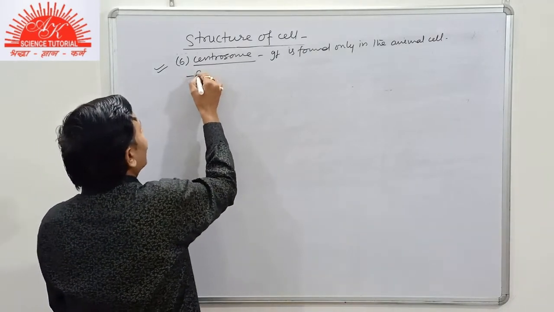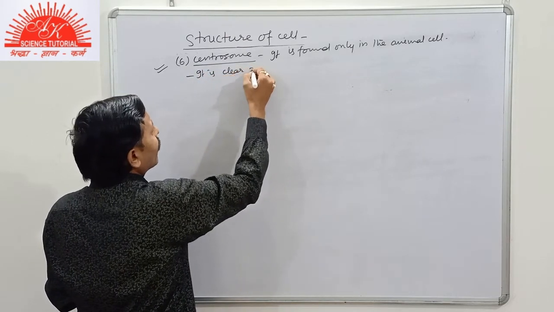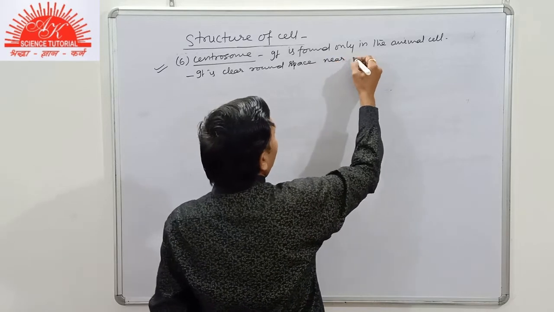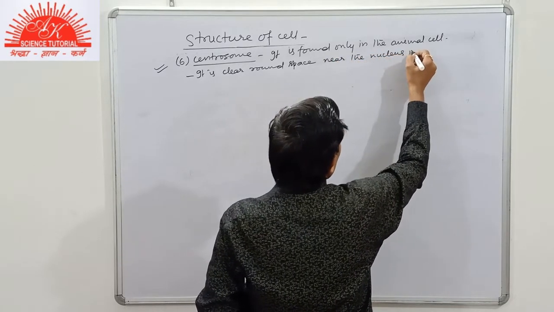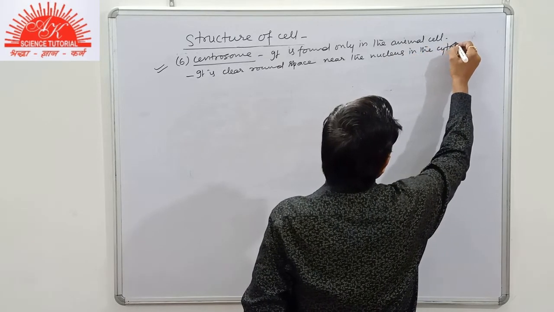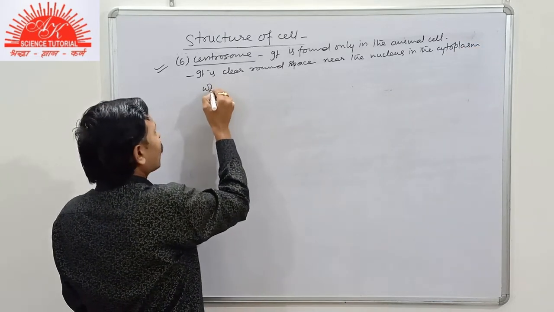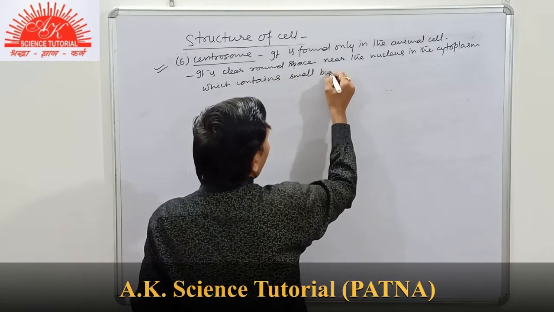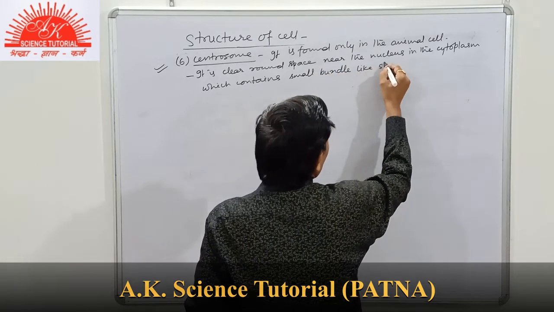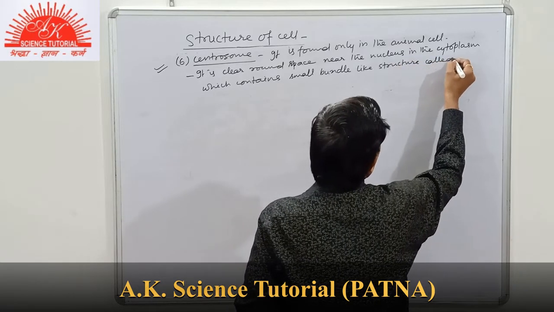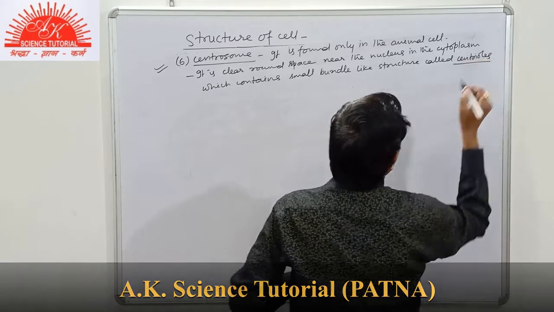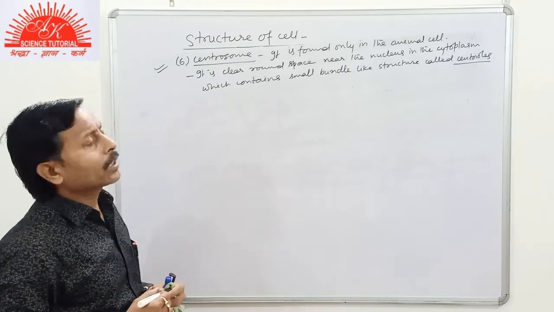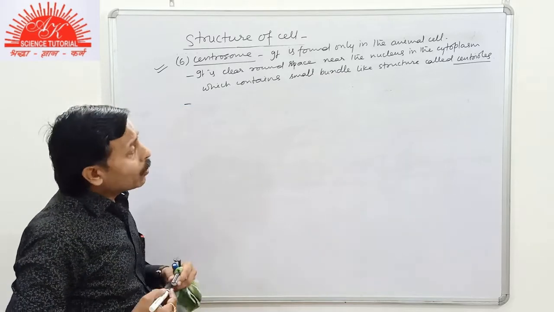Now we see that it is a clear round body, a round space near the nucleus in the cytoplasm which contains a small bundle-like structure called centrioles. So it is a clear round space near the nucleus in the cytoplasm which contains a small bundle-like structure called centrioles.